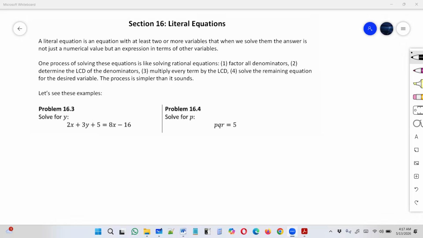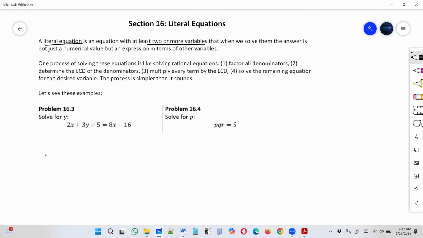Hello, everybody. So this is section 16, literal equations. And in this section, we're going to cover exactly how to solve these literal equations. But before we begin, here's the definition that we want to use for literal equations. It's an equation that has at least two or more variables.